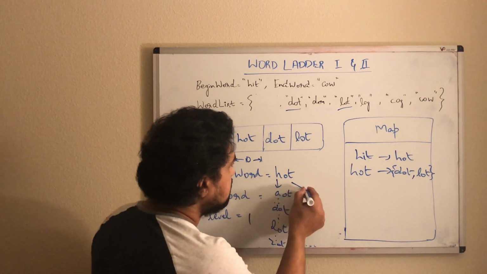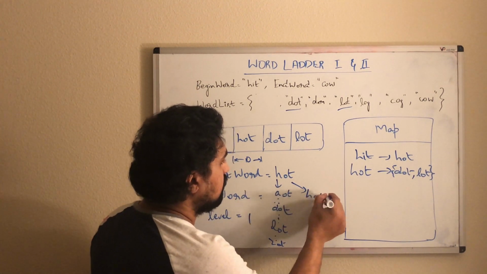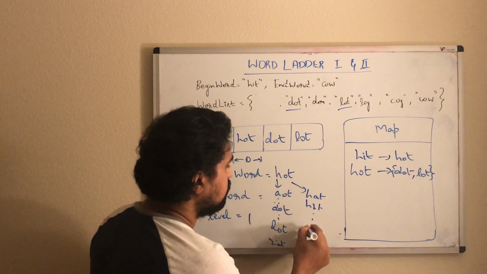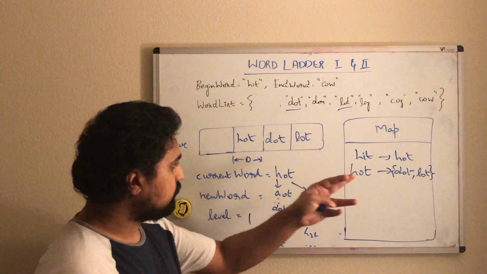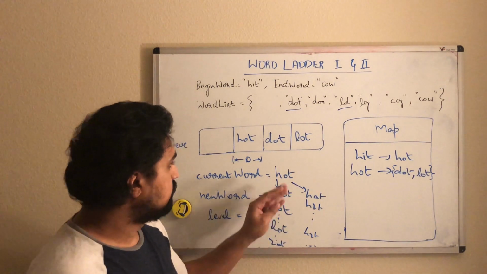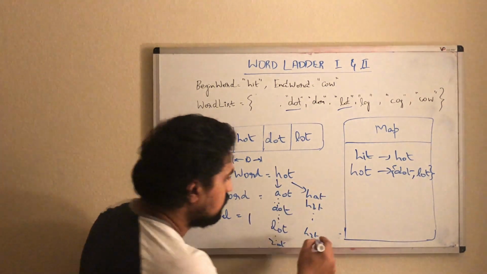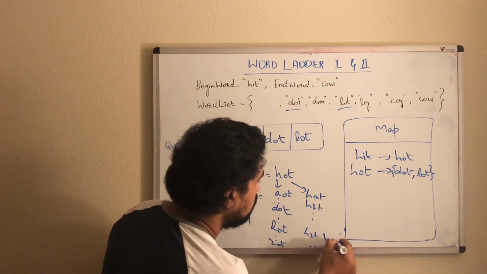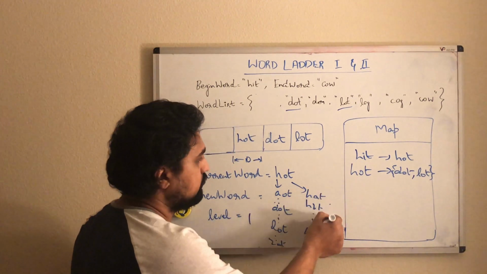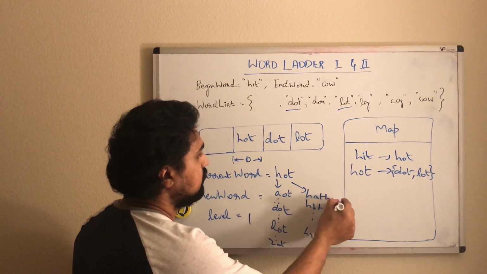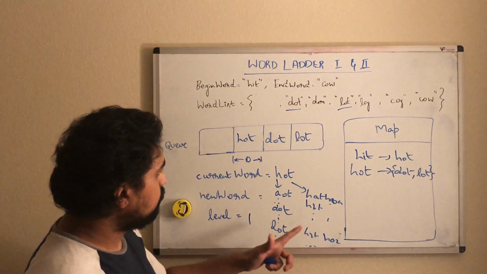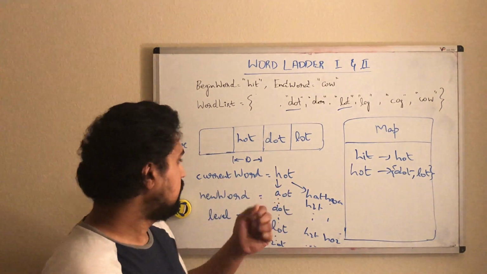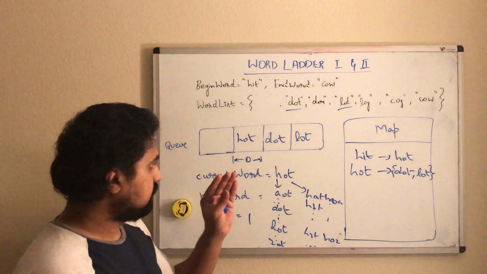Now we can replace the second character as well. And we can continue this until HZT, and none of these words belong to this word list. You can try with the third character as well: HOA until HOZ, and none of these words belong to the word list. So now we are done processing this word hot, and we are also done processing the words in this level 1.